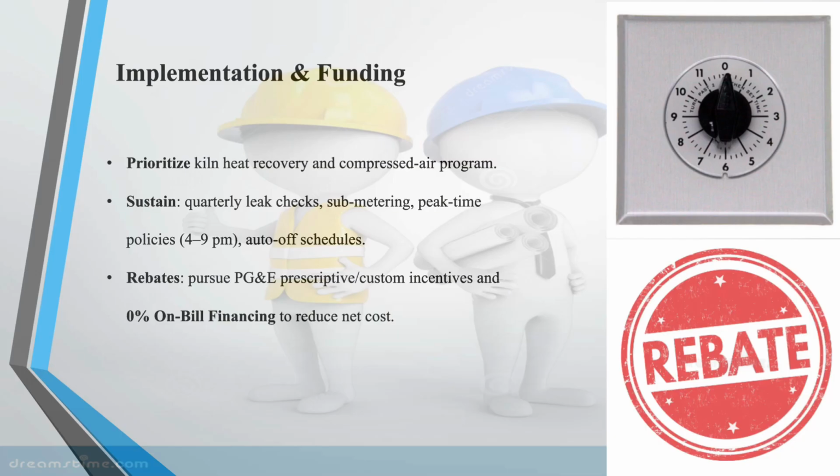The third one is the funding. To minimize upfront costs, we recommend using PG&E rebates. We also suggest 0% on-bill financing. This will allow the facility to pay for the upgrade using the monthly savings, keeping the cash flow positive.